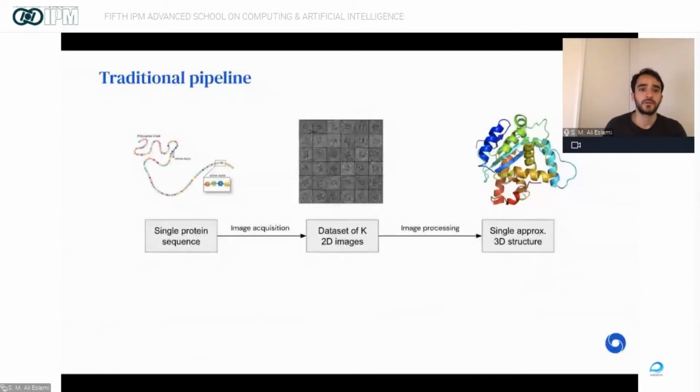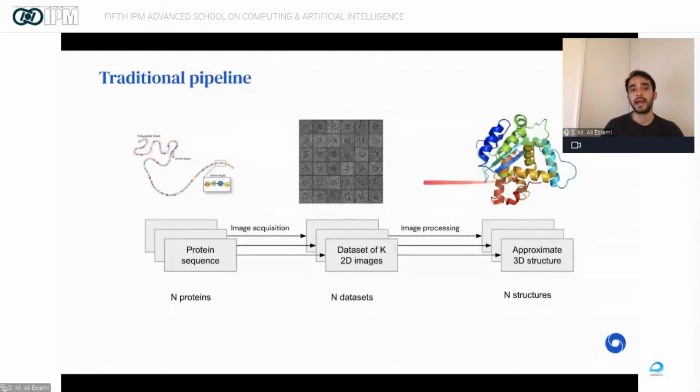Now, the protein is a sequence of amino acids, as we discussed, or a sequence of atoms. So with the cryo-EM technique, you create a data set of images of that protein. So each protein will have hundreds of thousands of images. And then once you do this task of creating a 3D model, you have a 3D shape for that protein. So you've gone from one sequence to K images to one structure. And if you do this n times for n different proteins, you have n sequences, you have n data sets, and you have n structures.